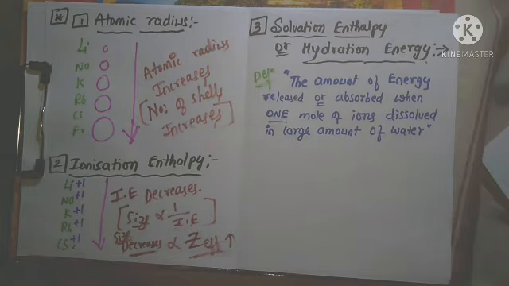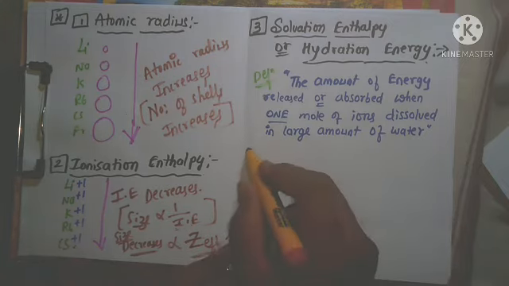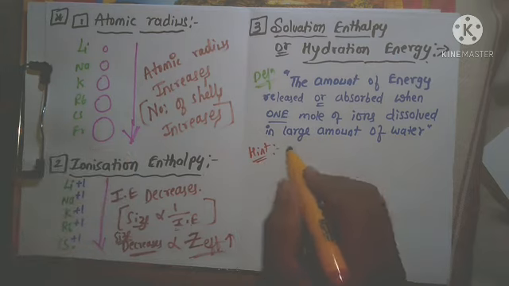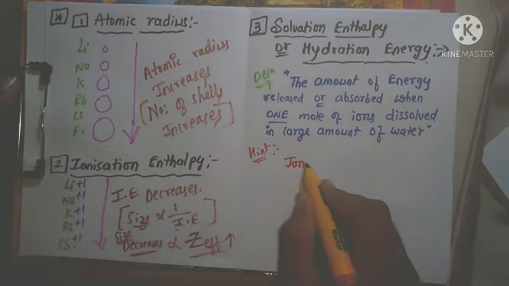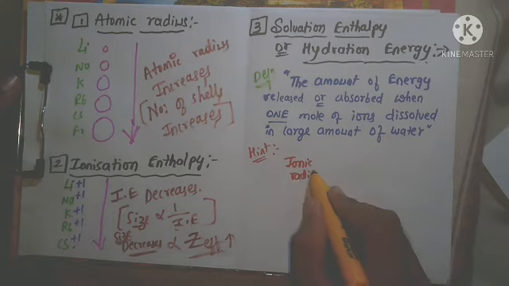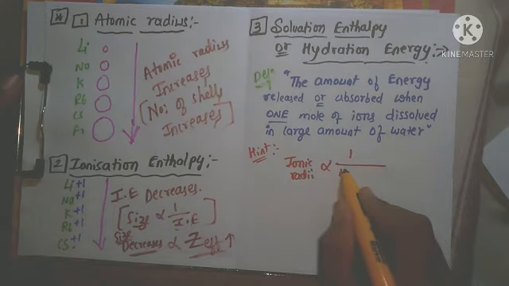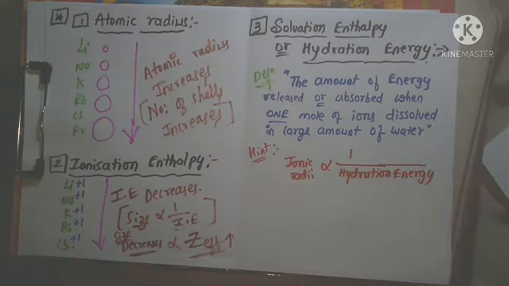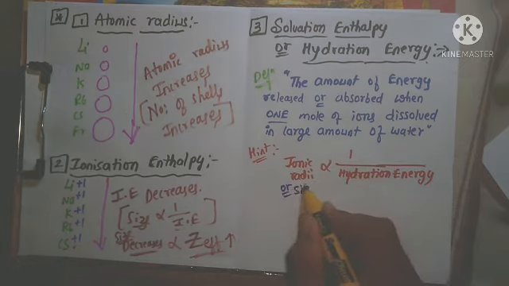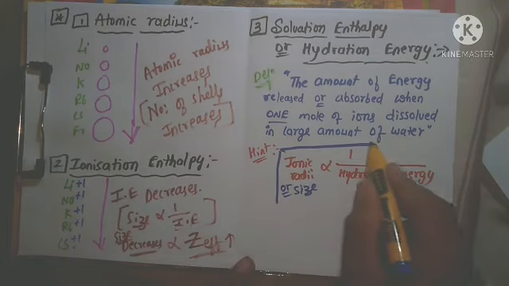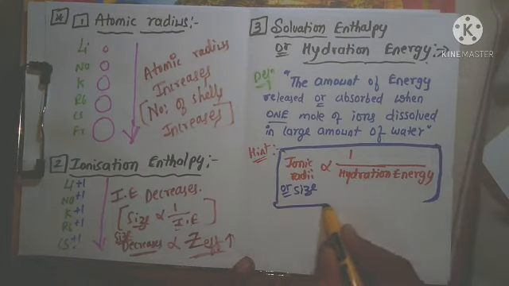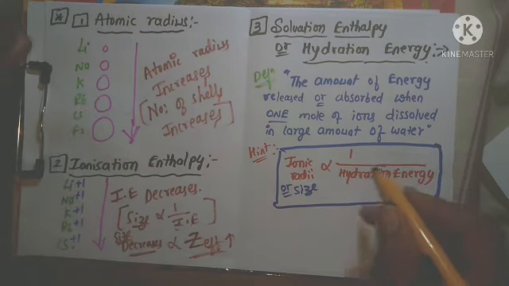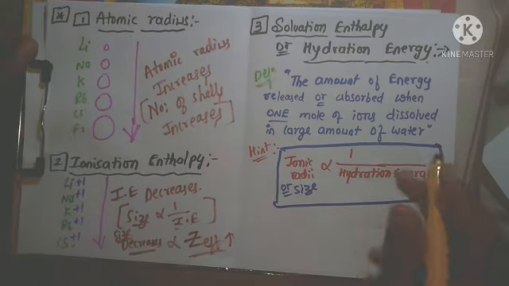Once again, I will write the direct formula here. Write a hint here. How will it vary for this one? The hint is always: ionic radii is inversely proportional to the hydration enthalpy. Hydration enthalpy or energy, both are the same, right? When the ionic radius, meaning size, increases, hydration energy or solvation enthalpy decreases.